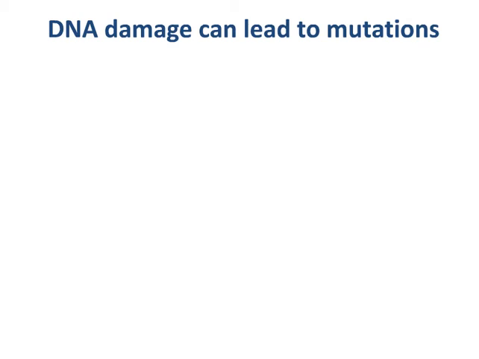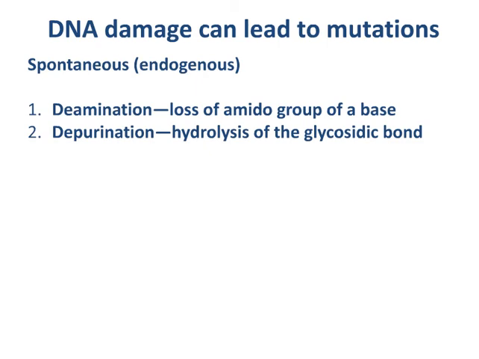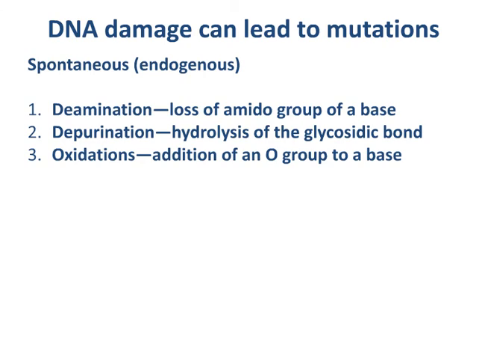The sources of DNA damage can be either spontaneous, arising from endogenous events such as deaminations, which remove an amino group from a base, depurination, which is a spontaneous hydrolysis of the glycosidic bond resulting in an apurinic site or AP site, or spontaneous oxidations, which add an oxygen atom to a base.